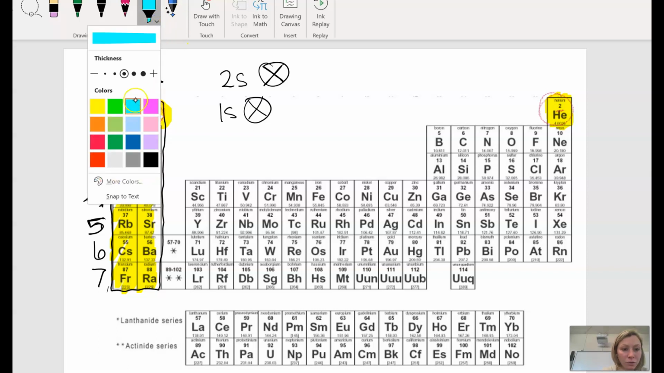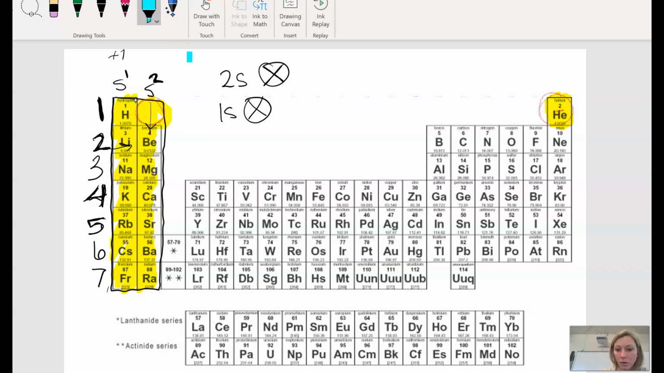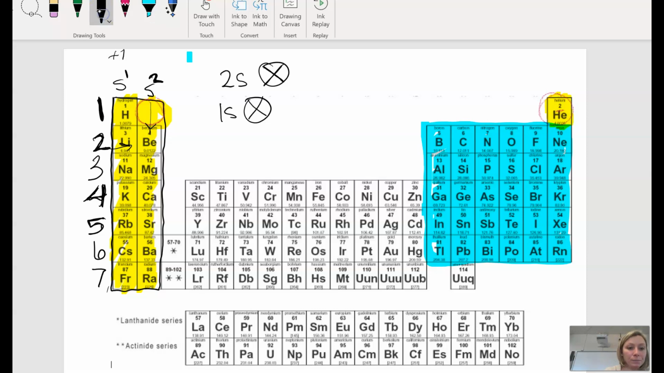If we wanted to do the next one, we're going to highlight this whole group here. We won't worry about element 114 because those are man-made and we don't talk about those very much, okay? This is going to be your P block.